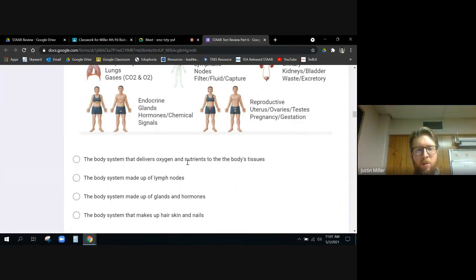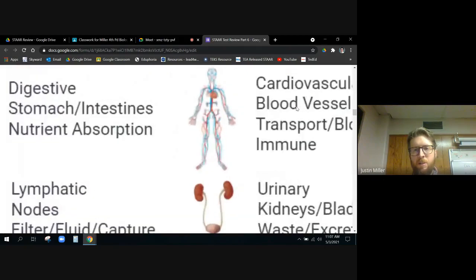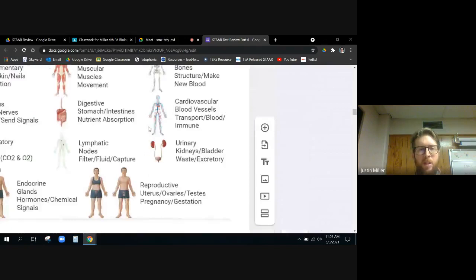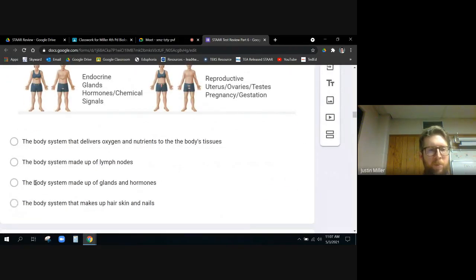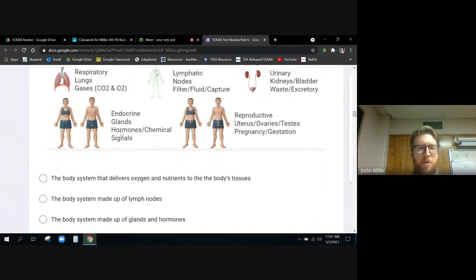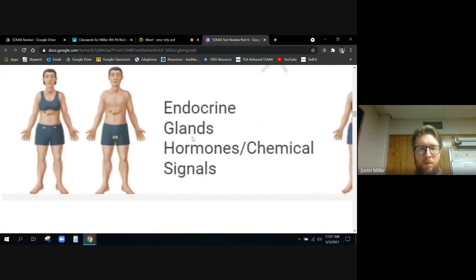The body system that delivers oxygen and nutrients to the body's tissues. Remember, that's your cardiovascular system. Your bloodstream is like the highways that all that stuff travels on. So it is, yeah. It's C, the body system made up of glands and hormones. So just remember, endocrine: glands and hormones. Okay?